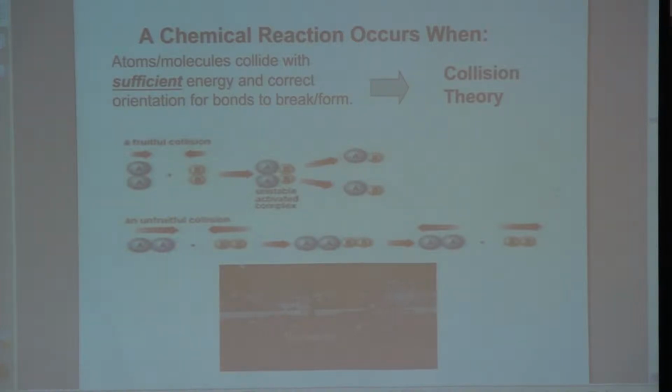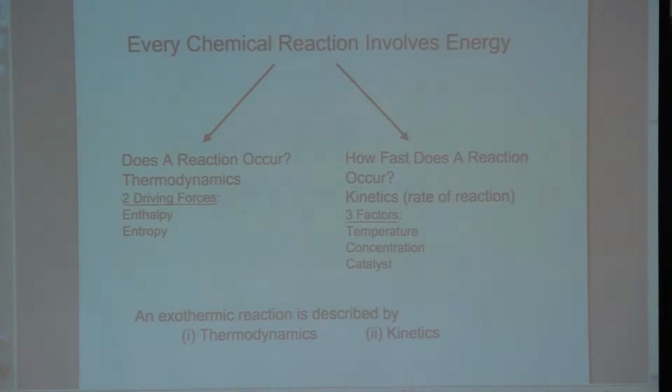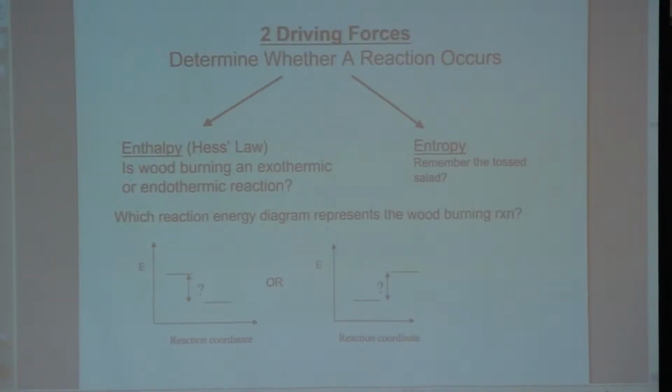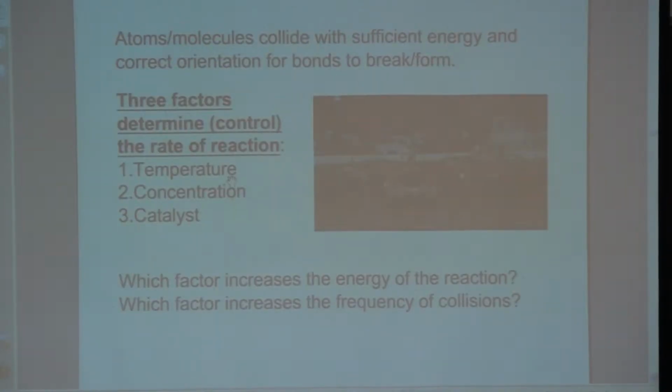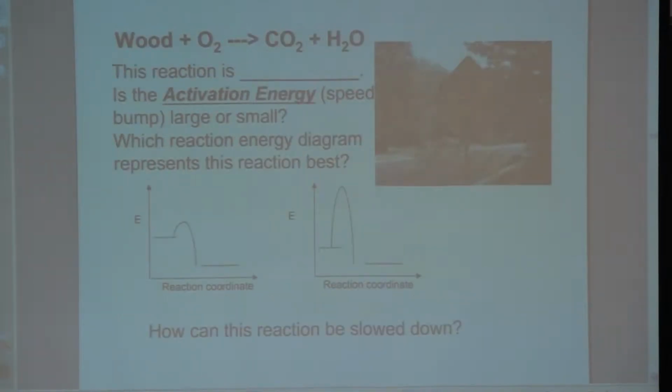How chemical reactions occur and how fast or how slow chemical reactions occur. So we looked at, this has to do with thermodynamics, these two driving forces. And what we looked at were these three factors which determine how fast or slow a reaction occurs. Okay, so temperature, concentration, and catalyst.